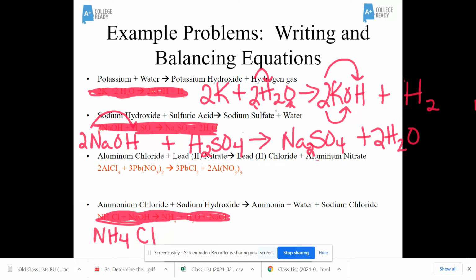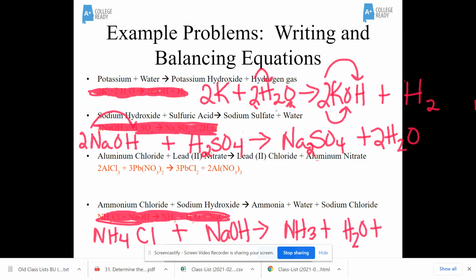So sodium hydroxide, what's that going to be? NaOH. Ammonia, what's that? NH3. That's one you probably just want to memorize because you can't tell by the name. Water, another one you probably want to memorize because you can't tell by the name, but hopefully you know what it is at this point in your life.